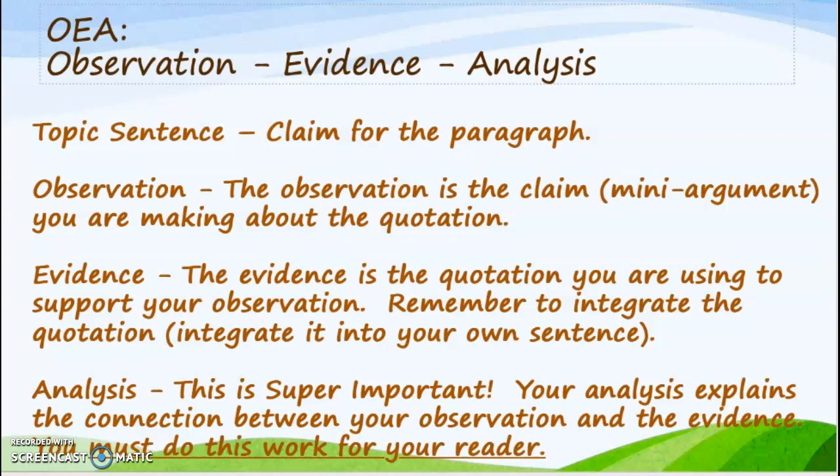After your topic sentence comes the observation. This observation is like a mini argument that you're going to make about your quotation. So here you're going to give me any context that your reader needs in order to understand what you're going to say when you provide textual evidence to support your overall claim. So you're really tying your evidence that you're going to introduce to your overall claim.